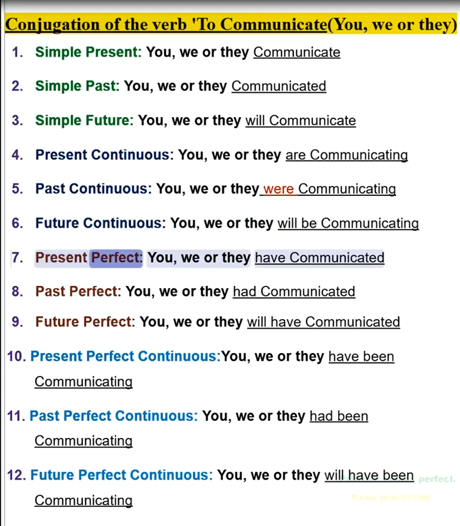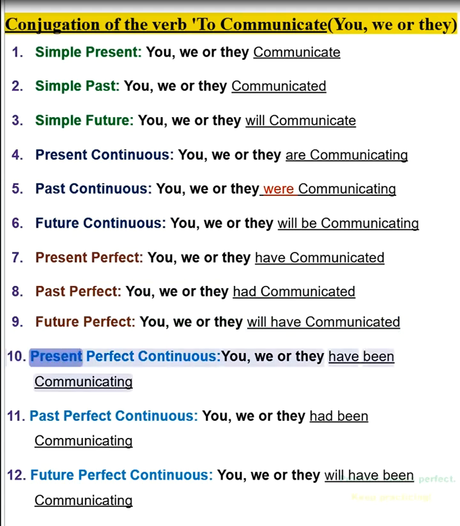7. Present perfect, you, we or they have communicated. 8. Past perfect, you, we or they had communicated. 9. Future perfect, you, we or they will have communicated.